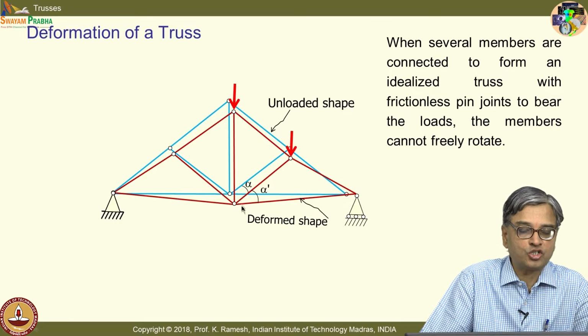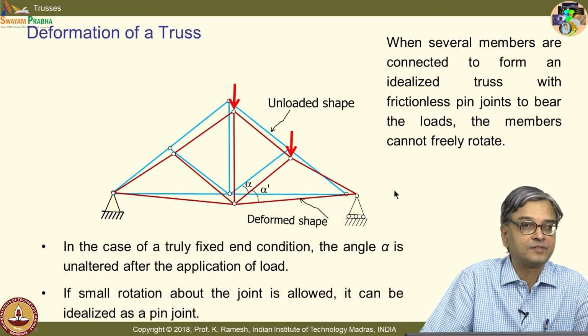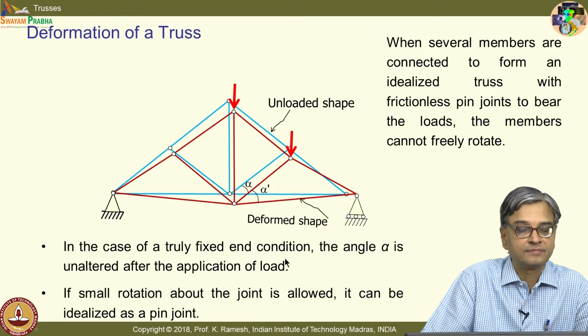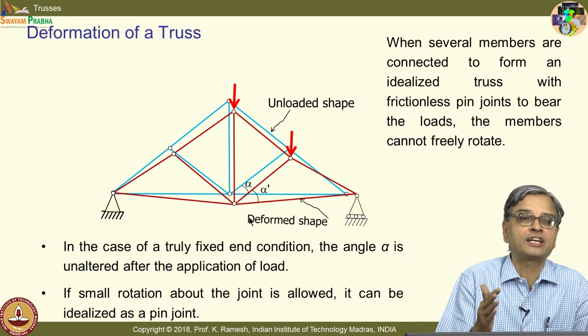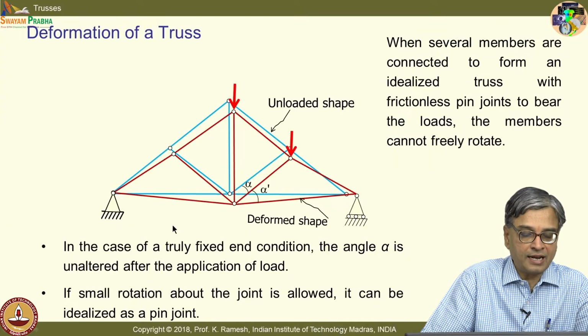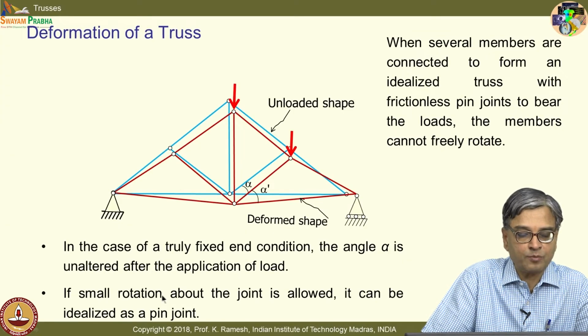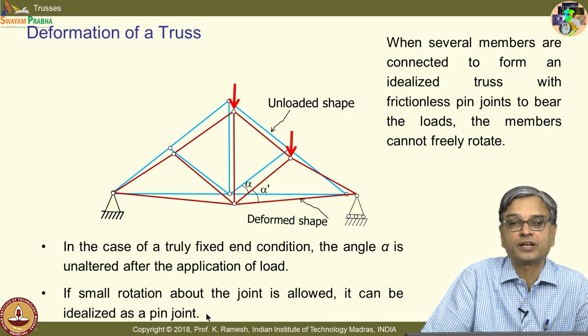Suppose these joints are made by welding, where I am able to maintain a truly fixed end condition. The angle alpha will not change. But in practice, even though you have riveted and bolted connections, you can observe a small variation in the angle alpha. Looking at it from another perspective, a small rotation about the joint is allowed. It can be idealized as a pin joint.